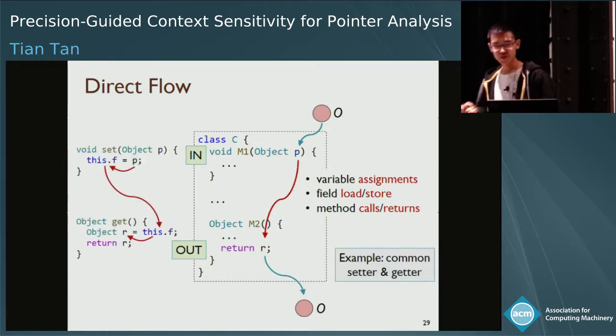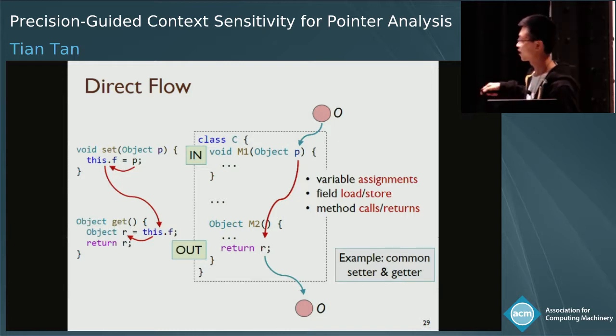A typical example of direct flow is the common setter-getter pattern, where the setter method corresponds to the in method and the getter corresponds to the out method. In this example, the objects pointed to by P will flow to variable R through a field store and a field load. So this is the direct flow.